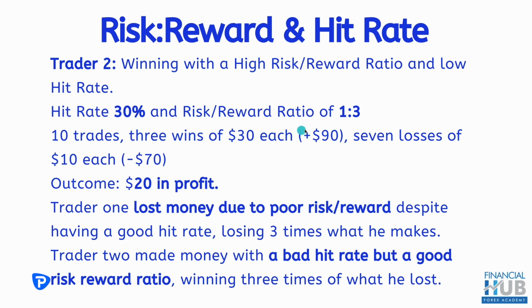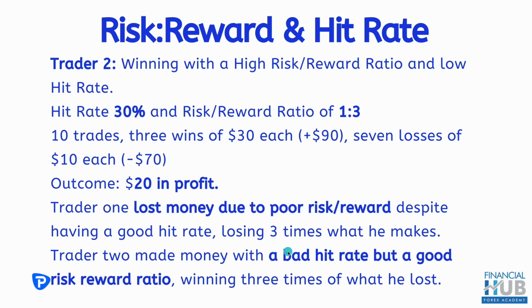So when you do the math, 90 minus 70, the trader is in profits by $20. So we can look at trader 1 lost money due to poor risk reward, despite having a good hit rate. And you'll find they're having a good hit rate because they take a lot of their profits before they hit their objectives. So they have many wins but small wins. So losing 3 times what he makes.